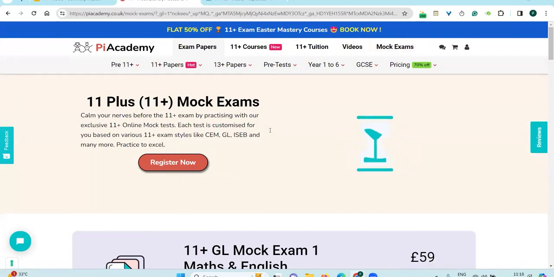So Shailesh has a question: can we get the diamond plan for less than a year? Yes, we do have the 11 plus gold plan. I request our support team to share the link with you over chat.